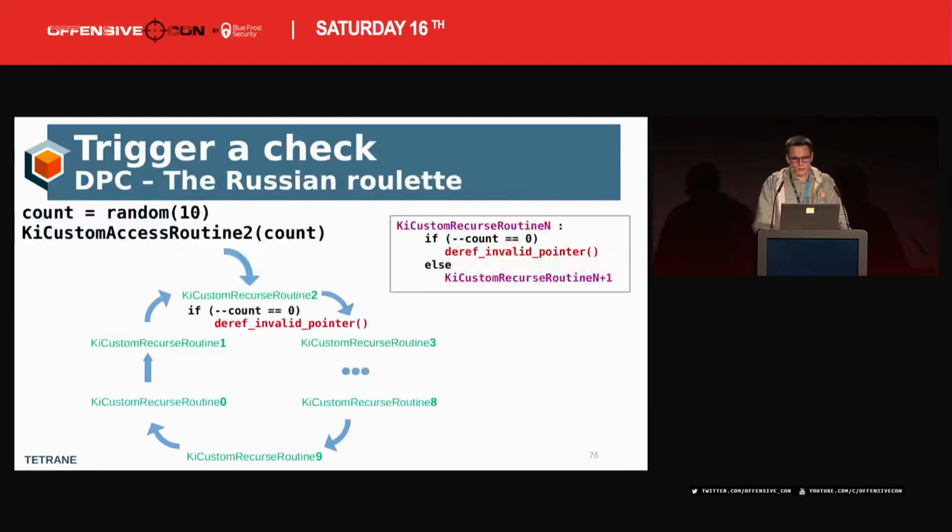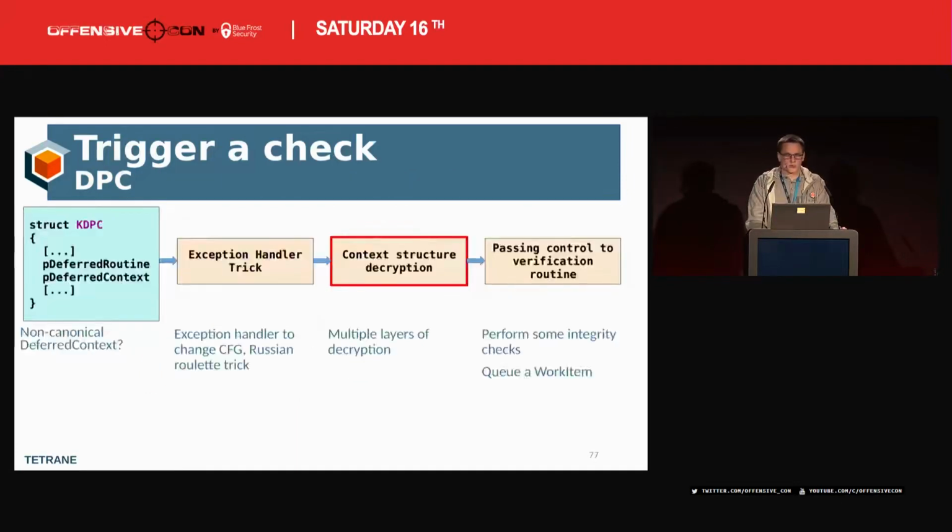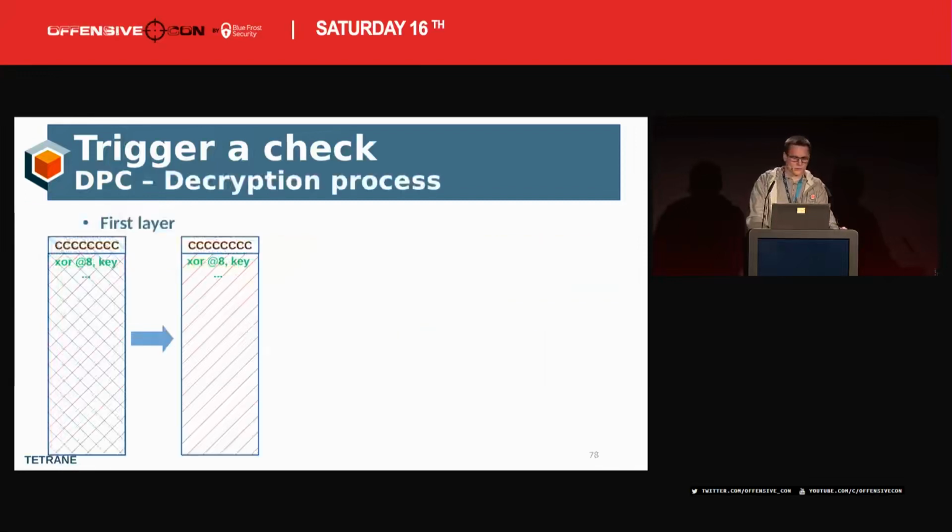And here's why. Basically, there is a list of circular functions. Each function will call the next one on the list and decrement a pointer. And once this pointer is 0, it will dereference an invalid pointer, which will trigger an exception handler. And in this exception handler, the context structure will be decrypted. And at this point, we want to know how it is decrypted.